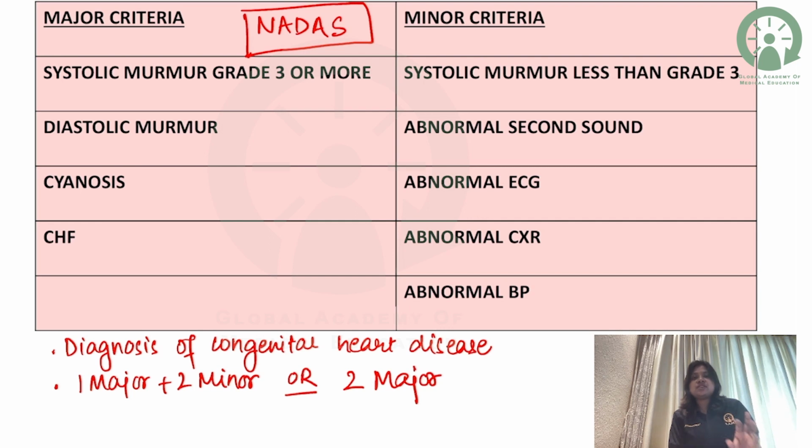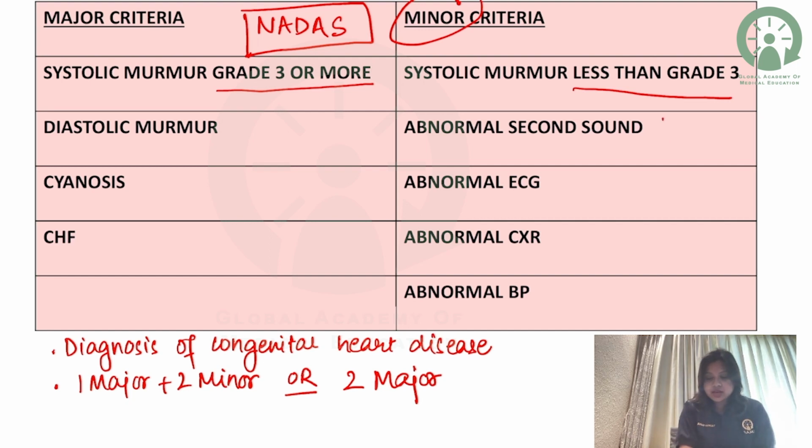So let us read first the major criteria. Systolic murmur grade 3 or more. Remember, this grade 3 or more is important because any systolic murmur less than grade 3 falls in the minor criteria. Any diastolic murmur falls in the major criteria. Cyanosis and heart failure are two other parameters which belong to the major criteria, whereas those which belong in the minor criteria include abnormal second heart sound, abnormal ECG, abnormal chest x-ray, and abnormal blood pressure.